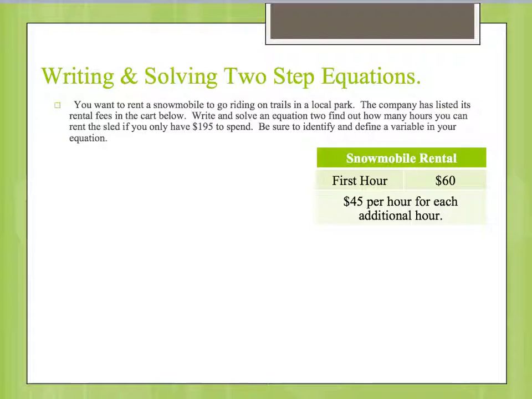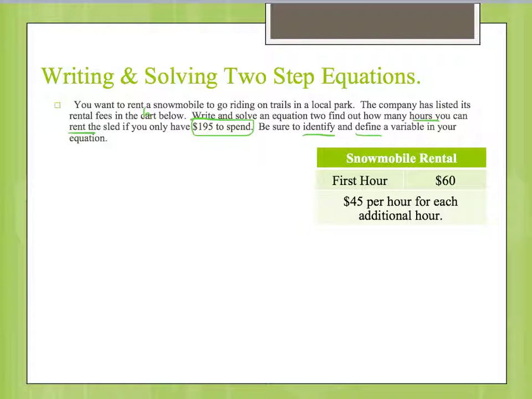Here's one more example of using those skills of writing an equation given a word problem. You want to rent a snowmobile and go riding on trails in a local park. The rental company has listed its rental fees in the chart below. Sorry, there's a typo. This should be chart. Write and solve an equation to find out how many hours you can rent the sled for, if you have $195 to spend altogether. Be sure to identify and define the variable in your equation.